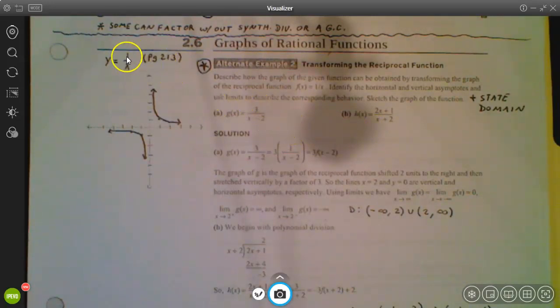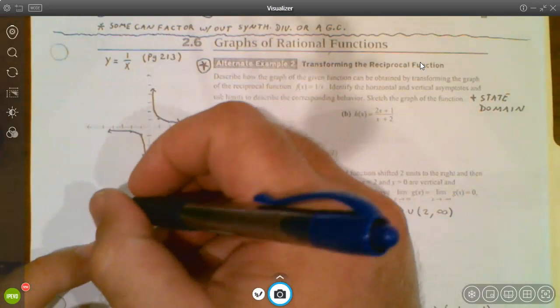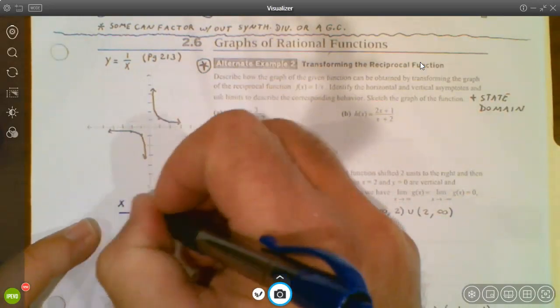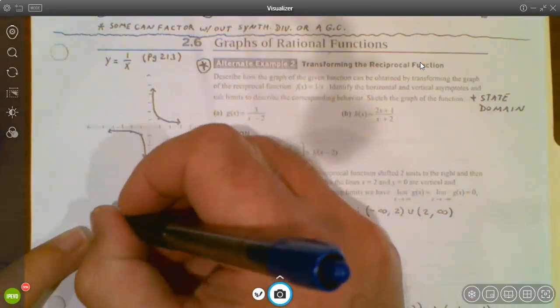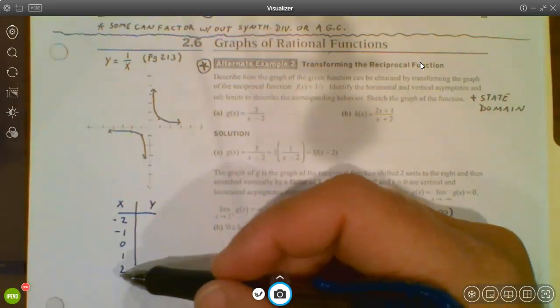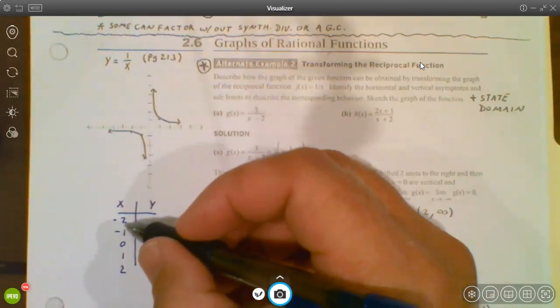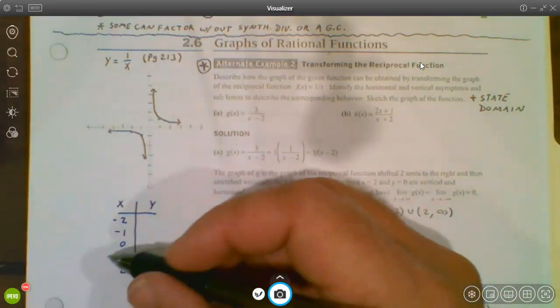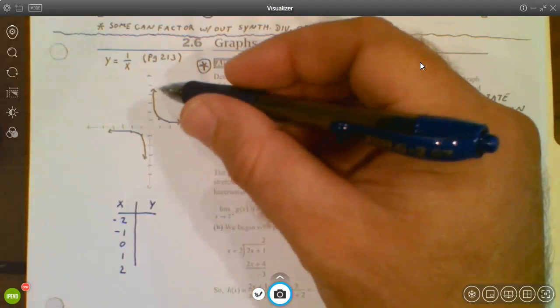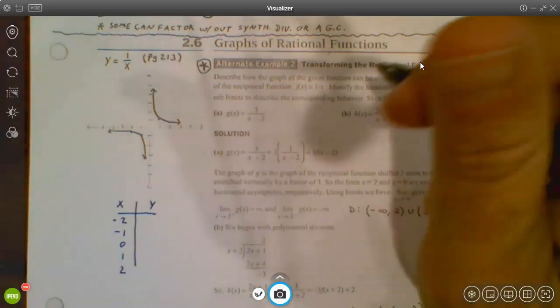So consider your parent function. Think of some of the main points that I plotted on here. If I plugged in numbers for x, I probably did the main 5. Obviously 0 doesn't go in, but I plugged in a couple numbers to the left of 0 to create this curve, and a couple numbers to the right of 0 to create this curve that you see right here. We already know the vertical asymptote is through 0, and the horizontal is also through 0. So that's our parent function that we want to keep in mind.